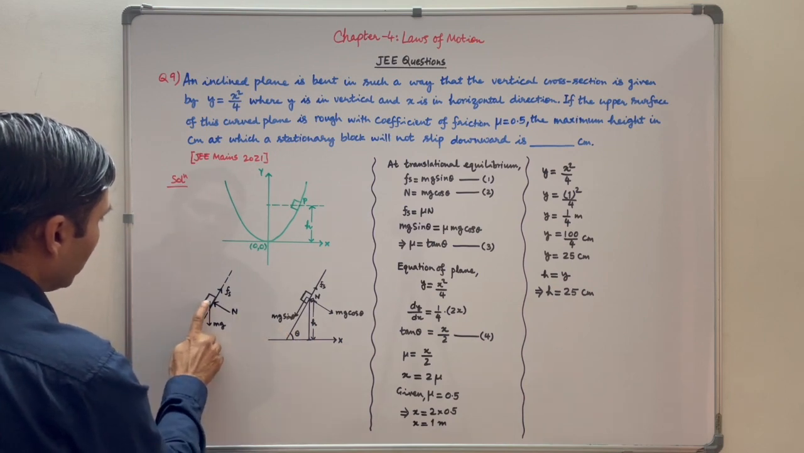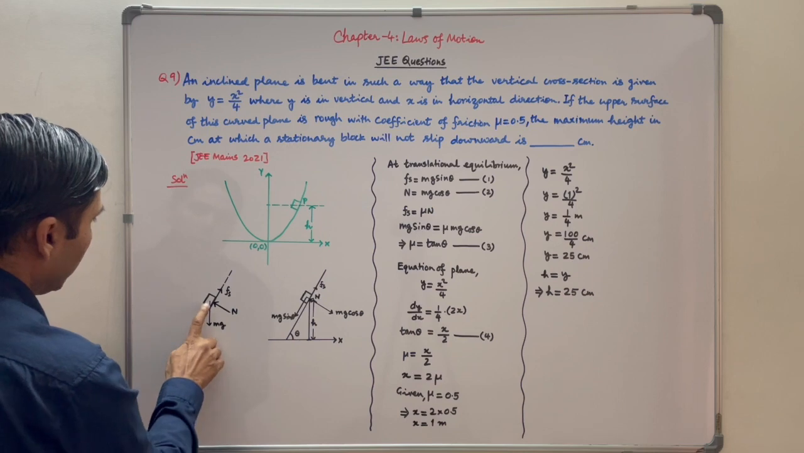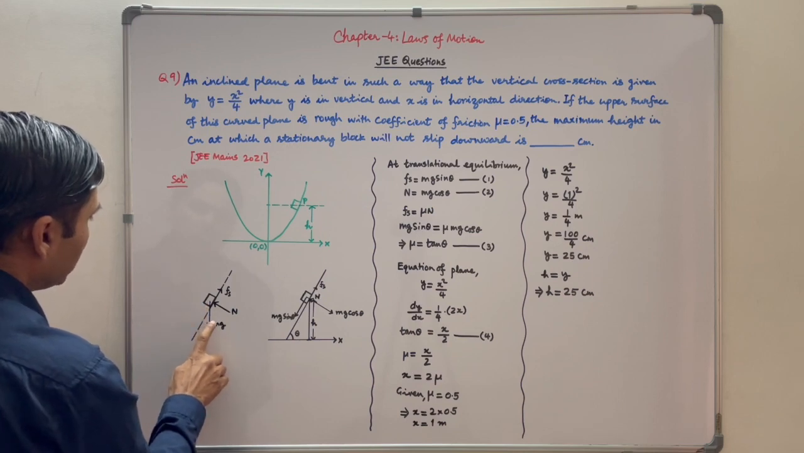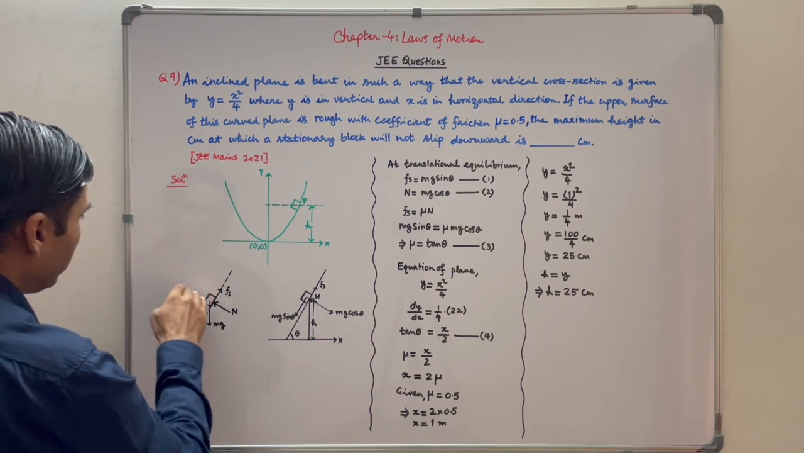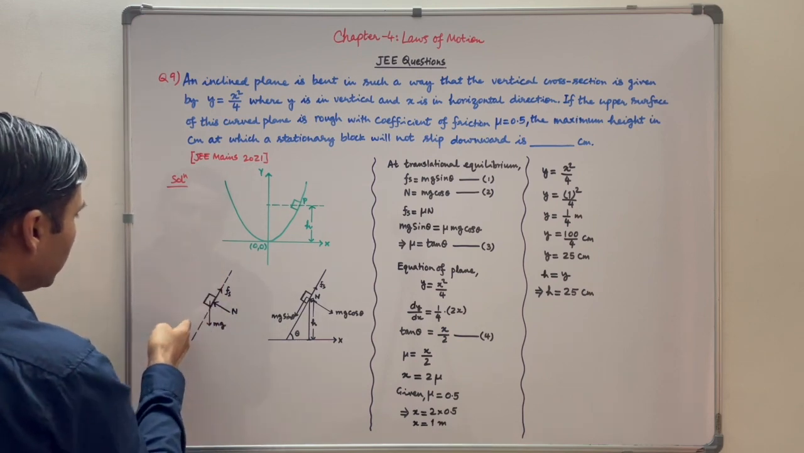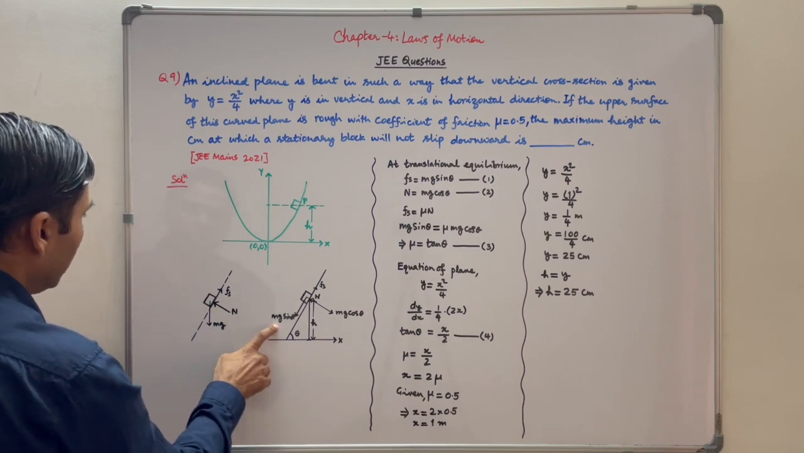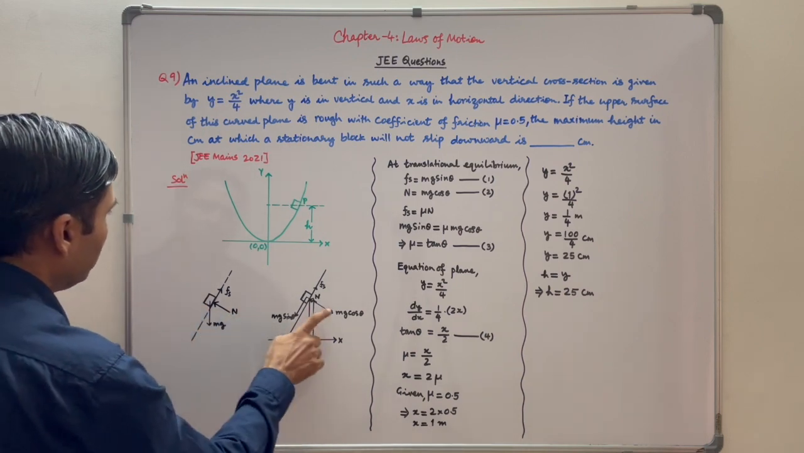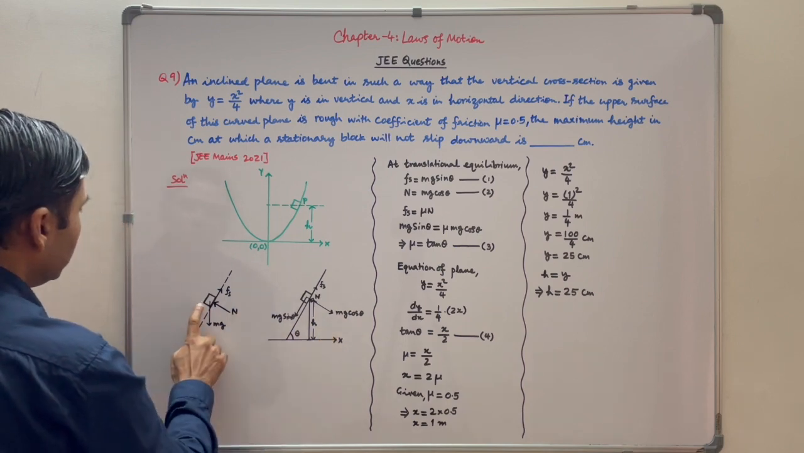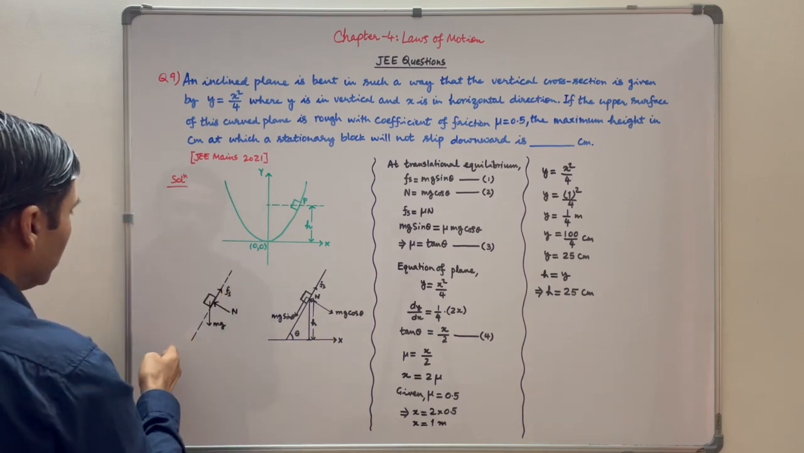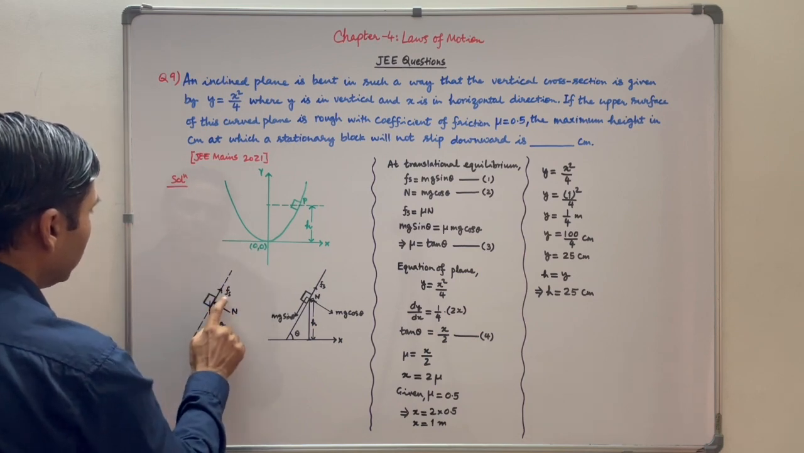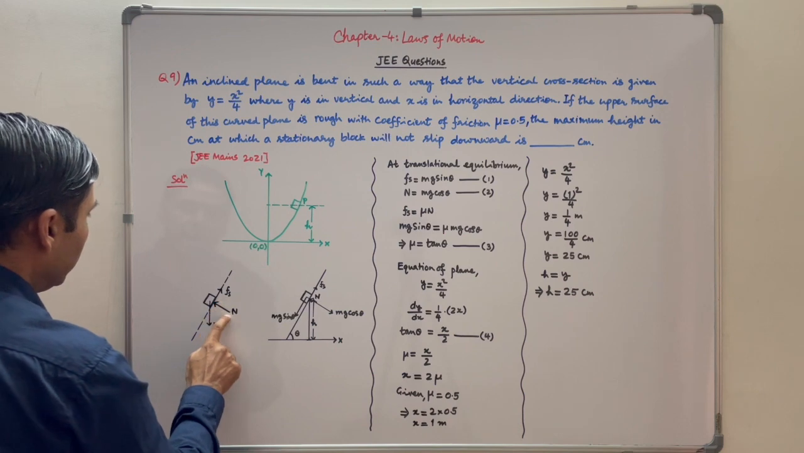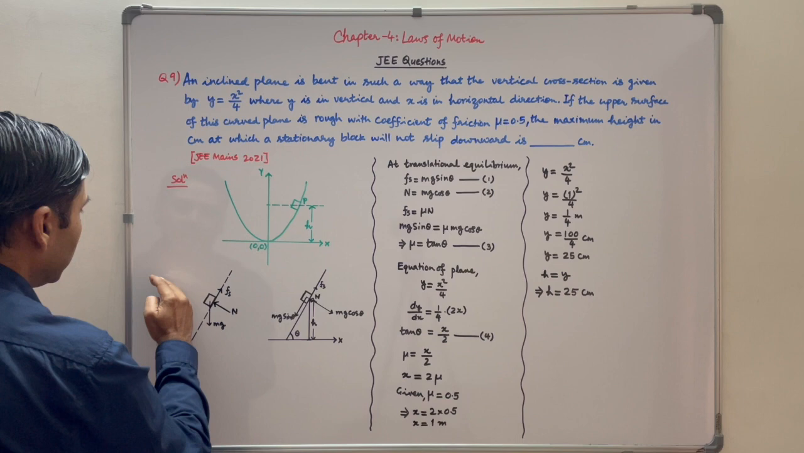Mg is weight of the block that works vertically downwards at its geometrical center. We will resolve Mg into two components. One along the tangent, another perpendicular to the tangent. Along the tangent component will be mg sine theta, and perpendicular to the tangent component will be mg cos theta. Since this block has tendency to slip down, so friction force on it will work up the plane along the tangent. It is represented by Fs. N is the normal reaction applied by the plane, which works perpendicular to the tangent.